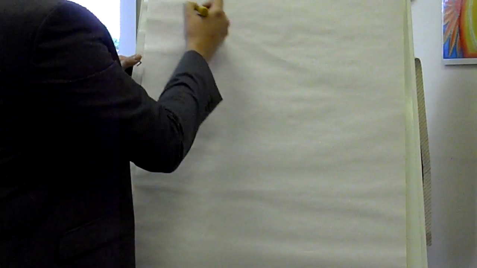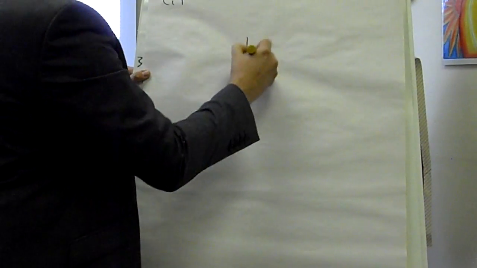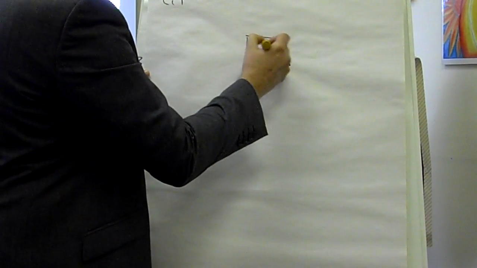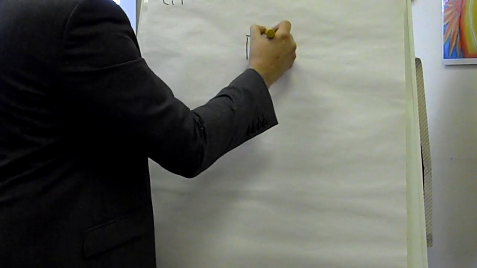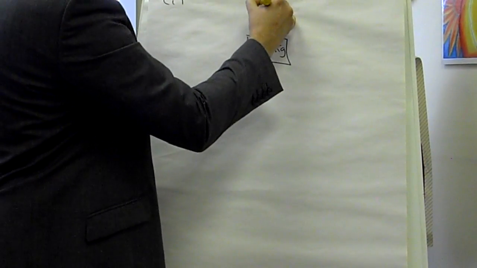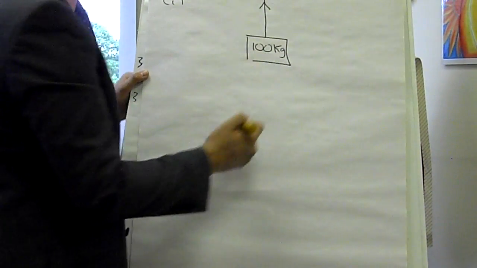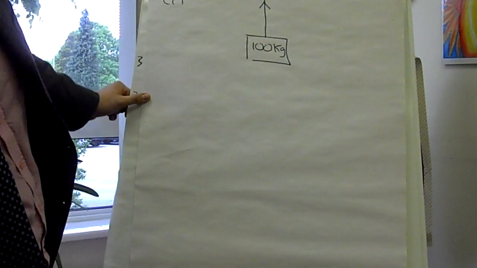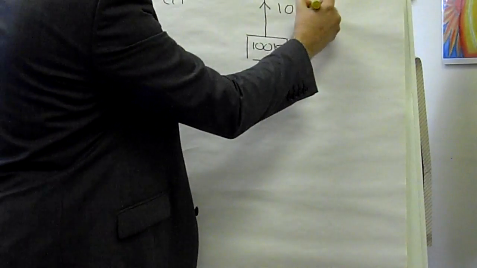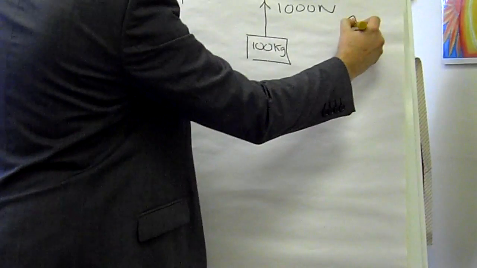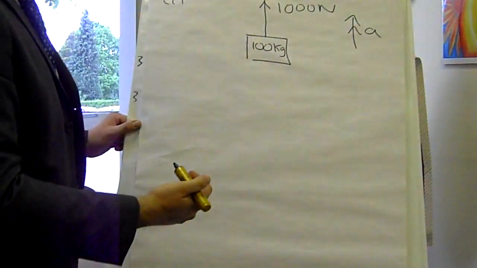Okay, this is May 2008, question 1. So, part 1, we have a mass of 100 kilograms being raised by a wire, and we're told that the tension in the wire is 1,000 newtons, and we're asked to calculate the acceleration of this object upwards.